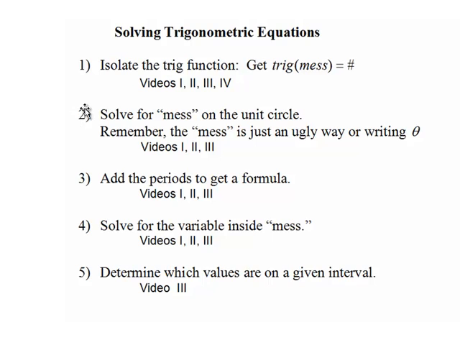Once you've done that, you can solve for the mess, or the argument that's inside of your trig function, using the unit circle. Usually this will give you 2 solutions, but sometimes you'll only get 1. From there you can add any number of full periods to get a formula from which you can solve for the variable that's inside of your argument. Sometimes you're going to be asked to find a solution set that's on a given interval, for instance 0 to 2 pi.